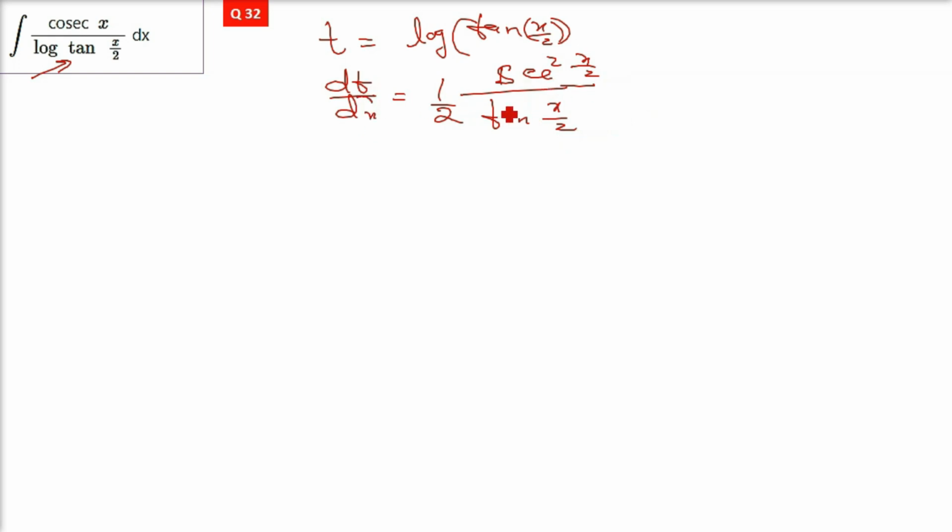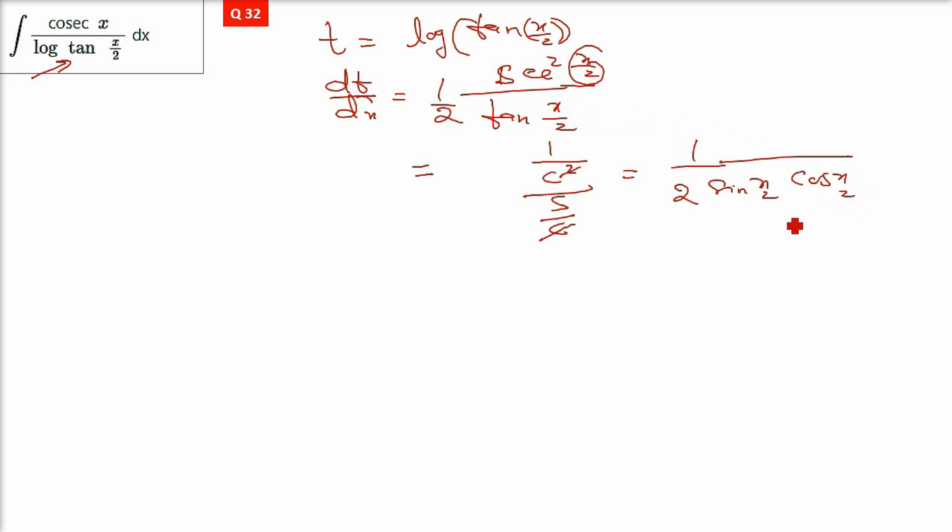So this sec square is 1 by cos square. Tan is sin by cos. So what are you going to get? Just cancel one cos. This sin goes up. It will remain in the denominator because it will eventually be 1 by cos square into cos x by 2 by sin x by 2. So 1 by 2 sin x by 2 cos x by 2, because of course it's x by 2. 2 sin theta cos theta is sin 2 theta. 2 sin x by 2 cos x by 2 is sin of 2 into x by 2, which is x only. So 1 by sin x you got.